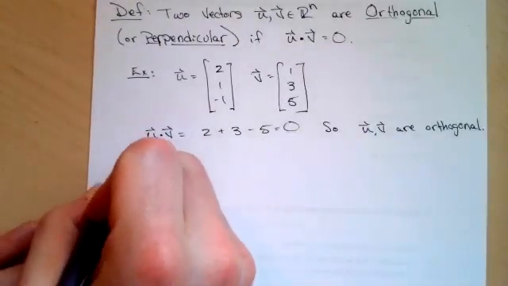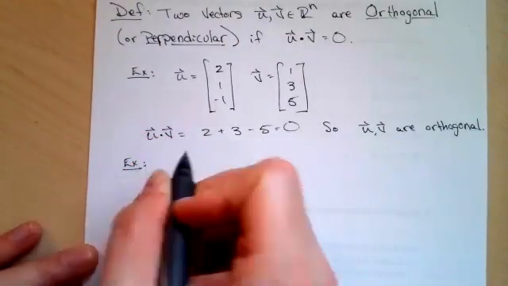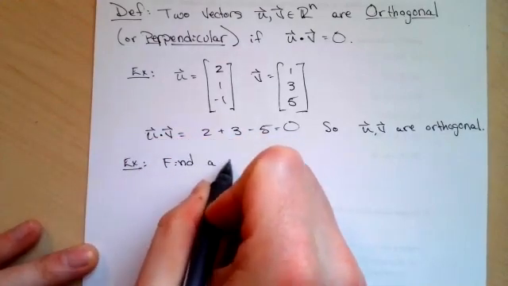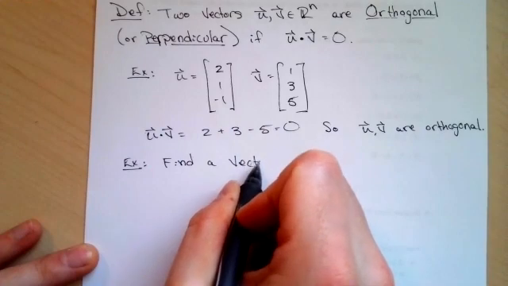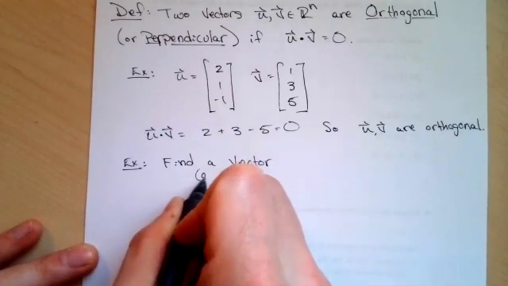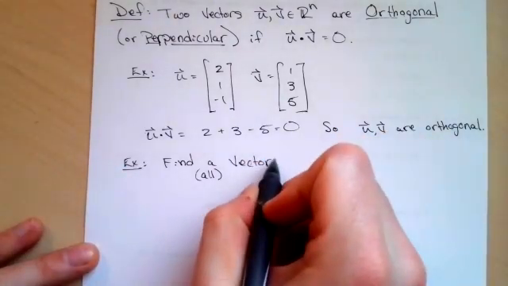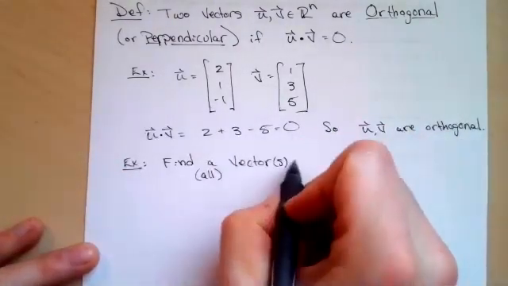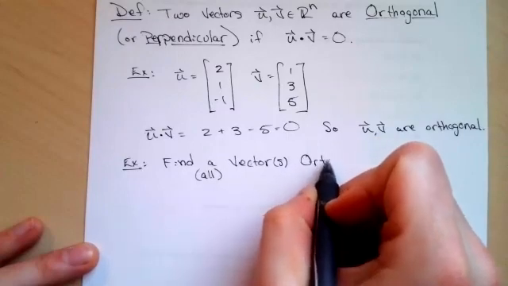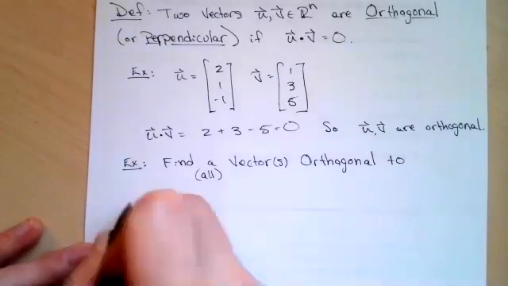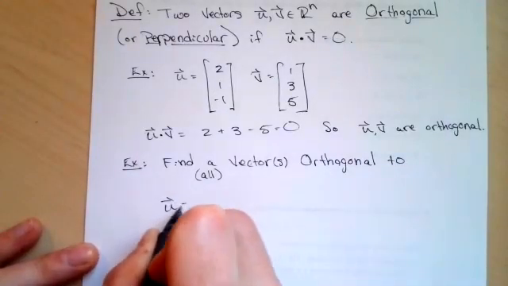Some other examples. So this is a common example to do in 2 dimensions. Find a vector, and maybe we'll do a second part trying to find all vectors perpendicular or orthogonal to a given vector.